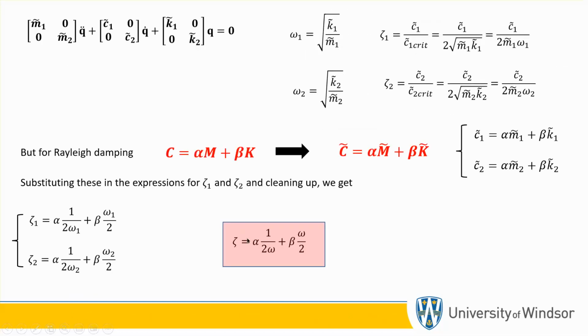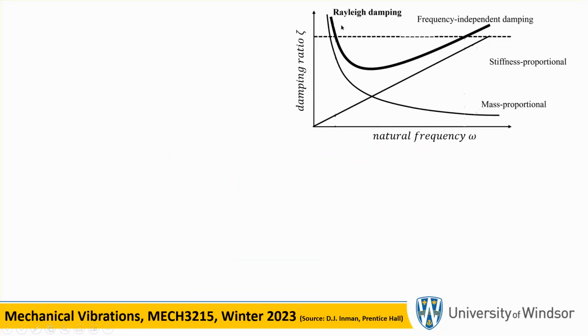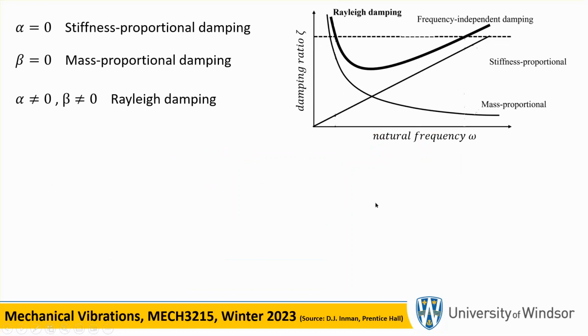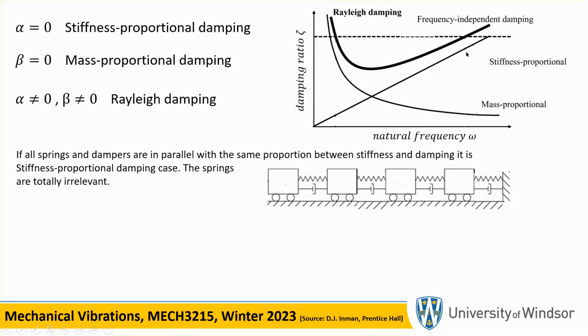Alpha times 1 over 2 omega plus beta times omega over 2. So it's going to give you this curve, okay? So this is a general Rayleigh damping case. Now you might say, well, wait a minute, how do we know if we have Rayleigh damping?